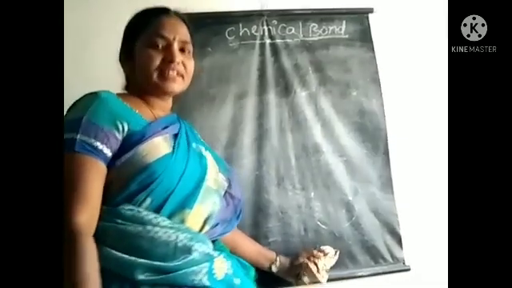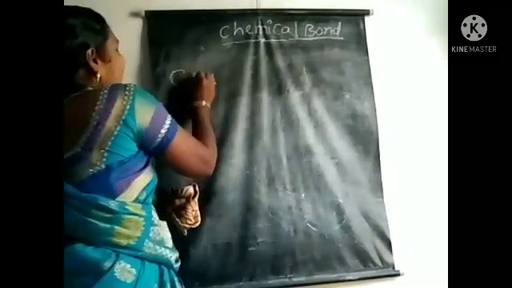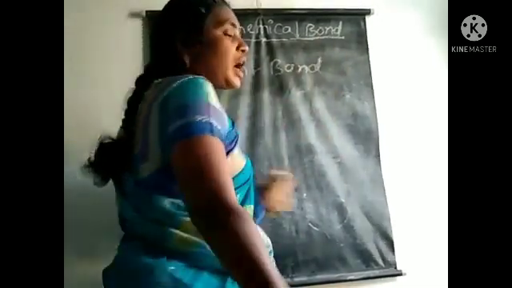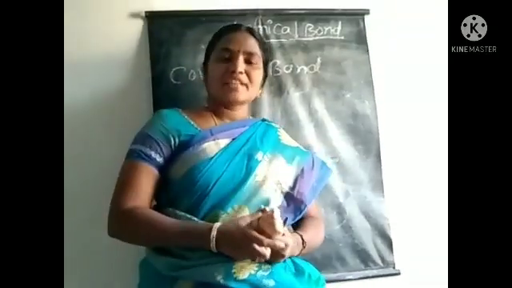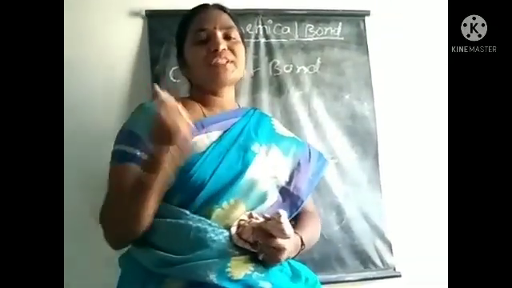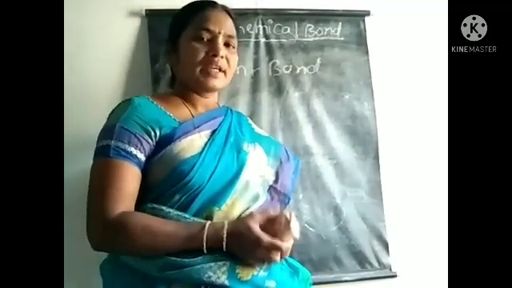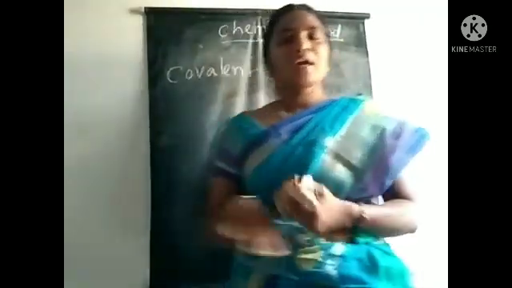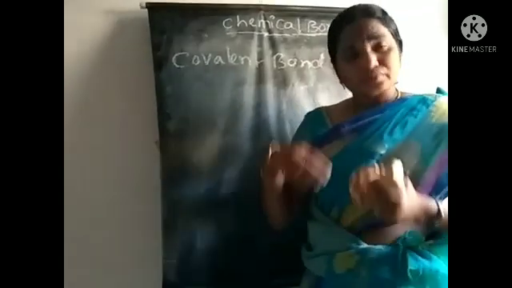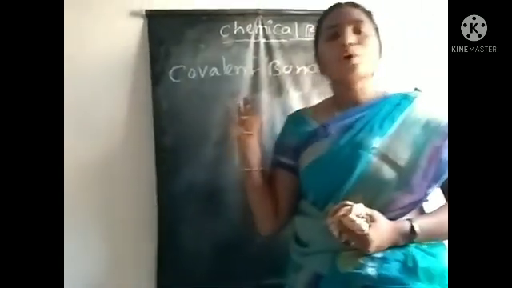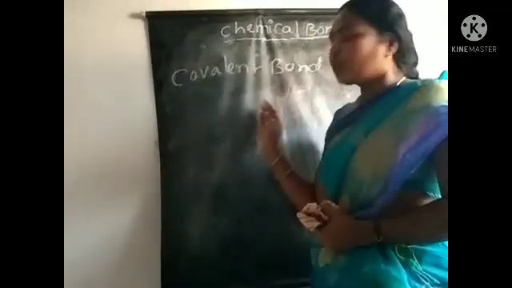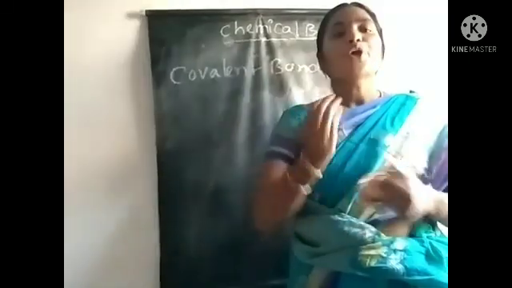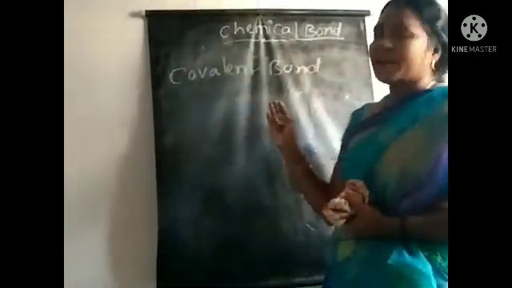Okay, let us discuss covalent bond. Already you learned about ionic bond, the transfer of electrons between two oppositely charged ions forms ionic bond. In covalent bond there is no transfer of ions. Here in covalent bond the sharing of electrons takes place. The sharing of electrons between two atoms forms a covalent bond.